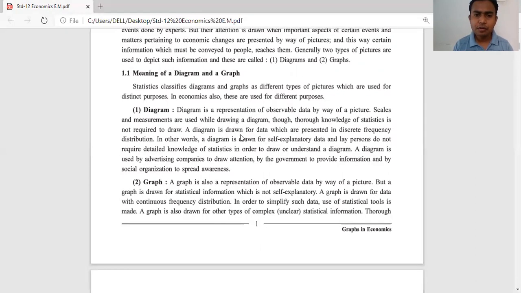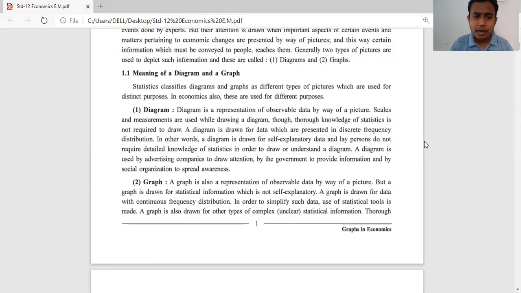A diagram is drawn for data which is presented in discrete frequency distribution. In other words, we say a diagram is drawn for self-explanatory data, and laypersons do not require detailed knowledge of statistics in order to draw or understand a diagram. A layperson means a common man who doesn't have knowledge of statistical tools or statistical formulae. Doesn't matter. Any person can draw a diagram.